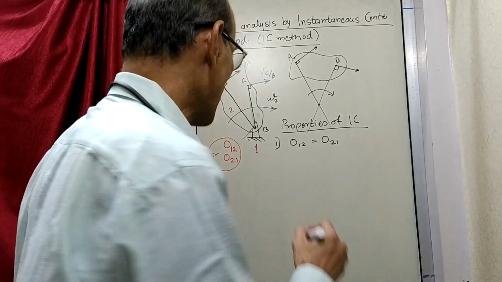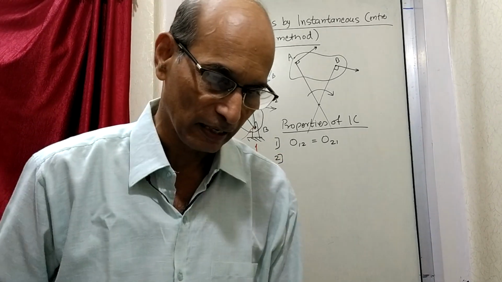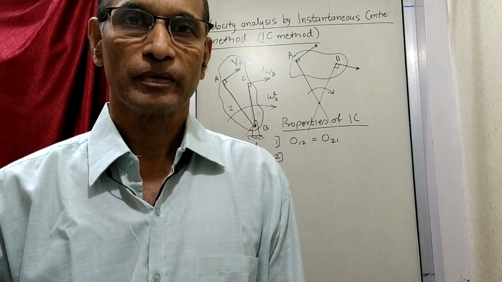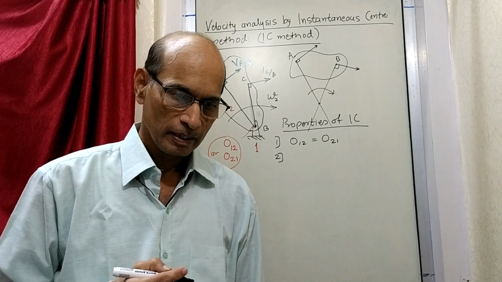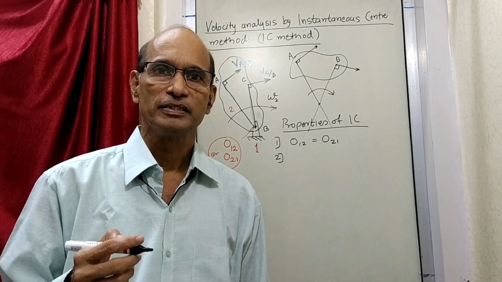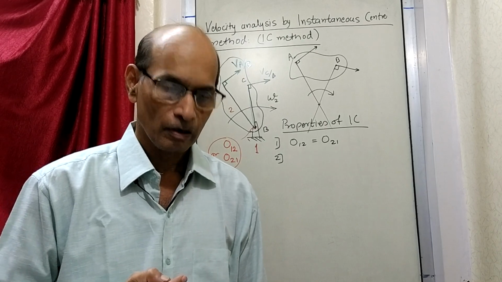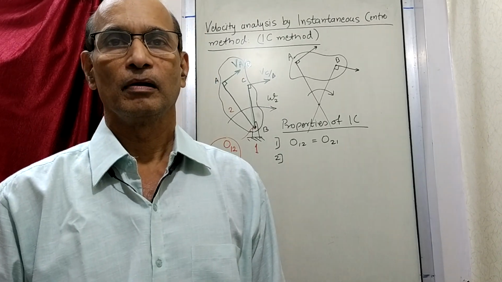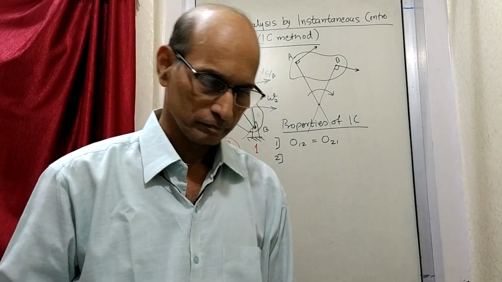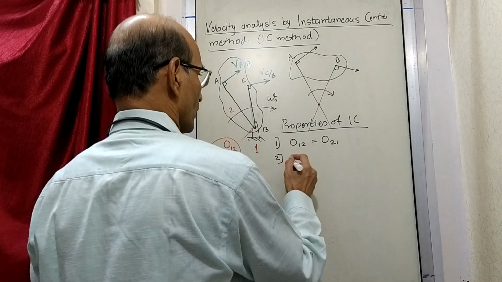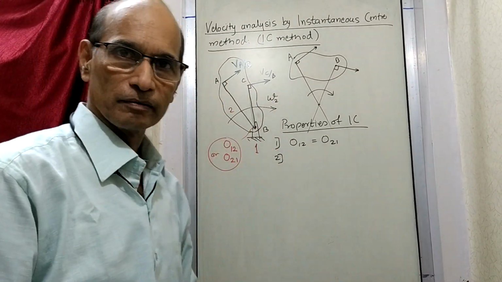Second rule, write down: at instantaneous center, one rigid link rotates instantaneously relative to another link. So one rigid link is rotating instantaneously with respect to another link.